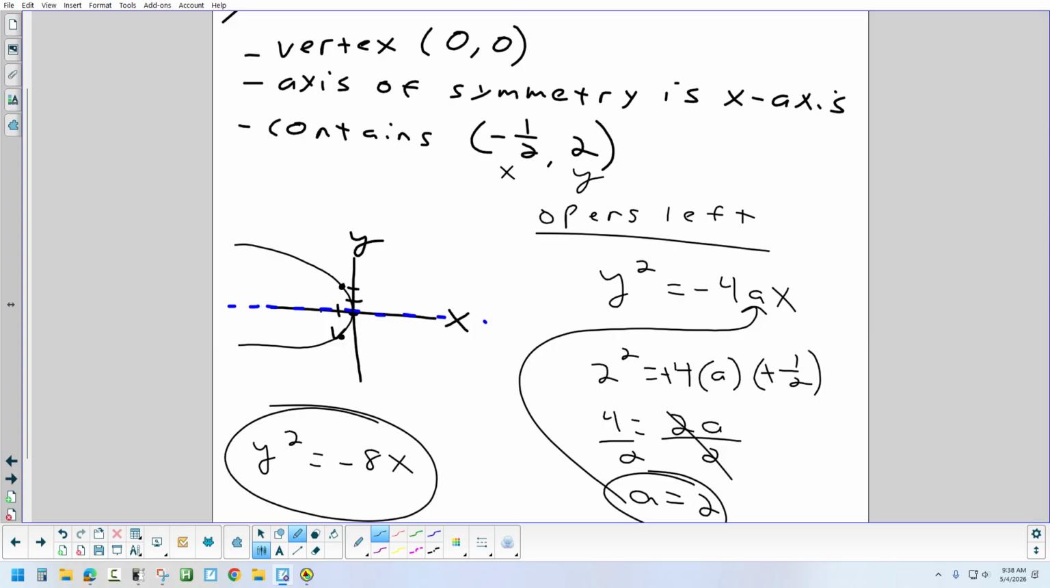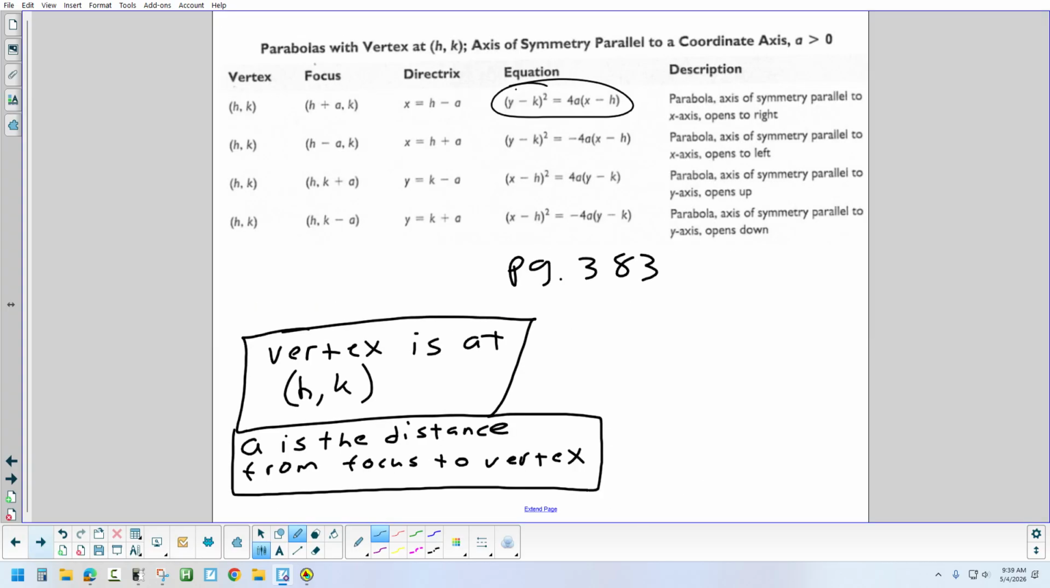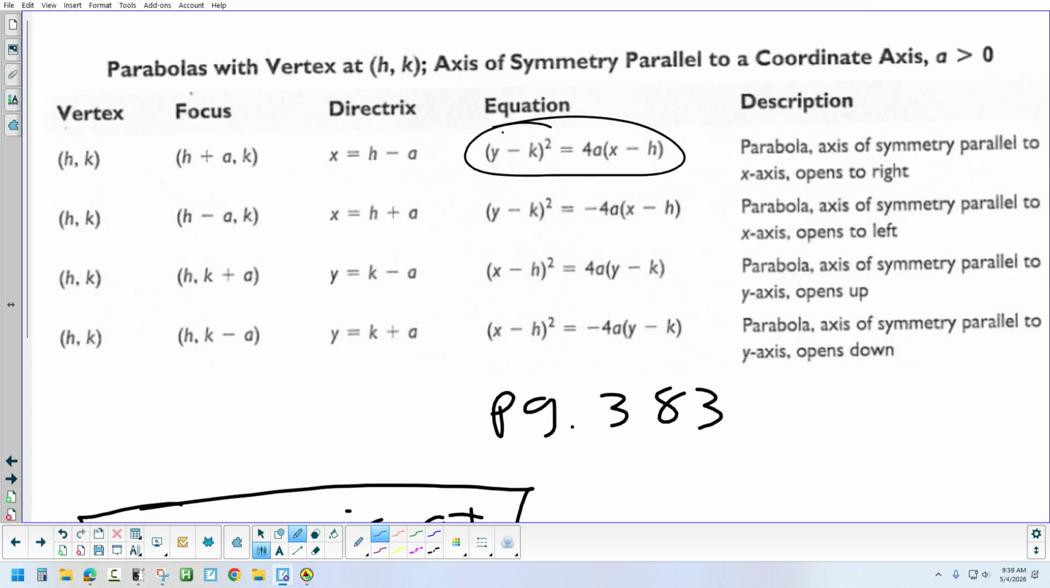Okay, any question on that? All right, so now this is that chart, which you can write it all down if you want, but it's a lot to write down. So the only difference between the equations here and the ones that we've been working with is now we have an h and a k. The h and the k value is going to be the coordinate of the vertex. A is always a positive value. It can never be 0 or a negative.